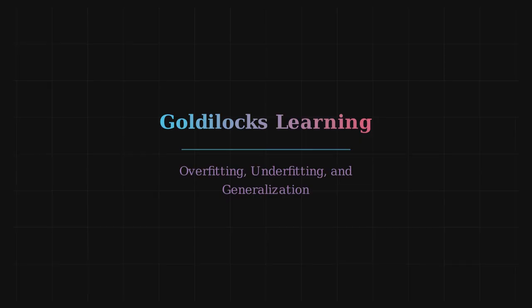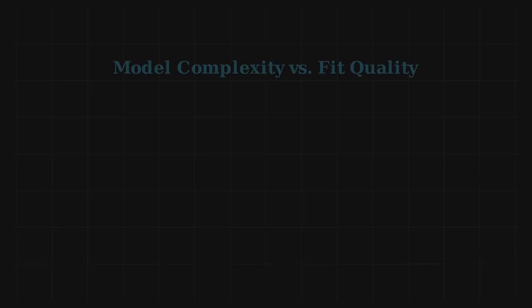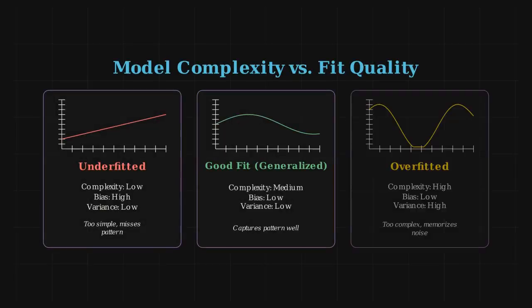In machine learning, there's a sweet spot called Goldilocks learning. A model must be neither too simple nor too complex, just right. This balance determines how well your model generalizes to new, unseen data. Let's look at 3 models trained on the same data.